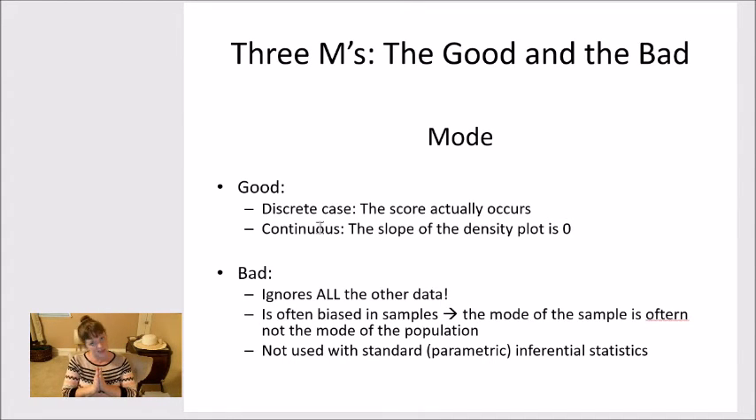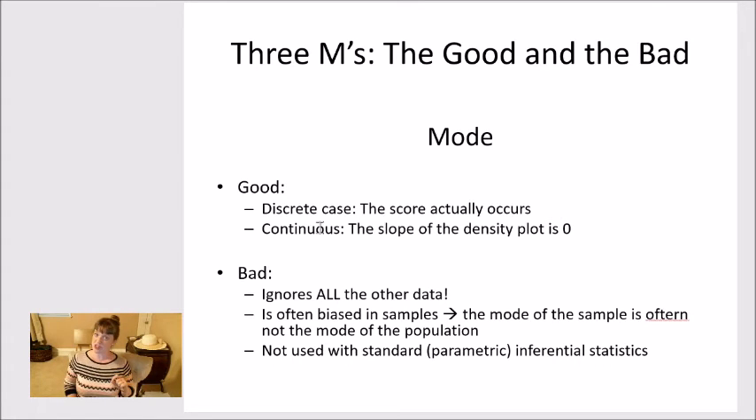Now, in the continuous case, where you have an infinite number of possible outcomes and every single person has their own unique score, the nice thing about the mode is that the slope of the density plot is 0. Now, this is really only interesting if you're a math type person like me. So you're not going to be tested on that.